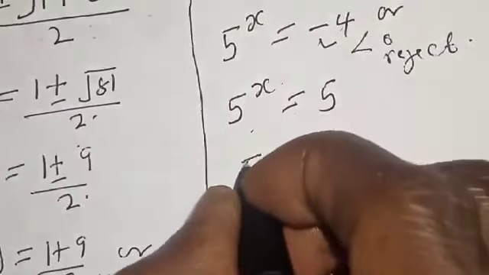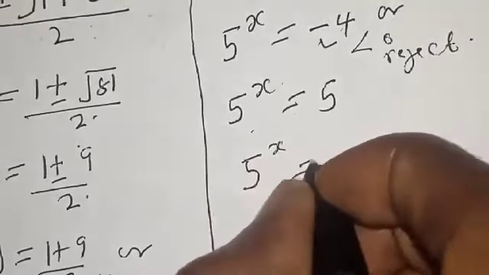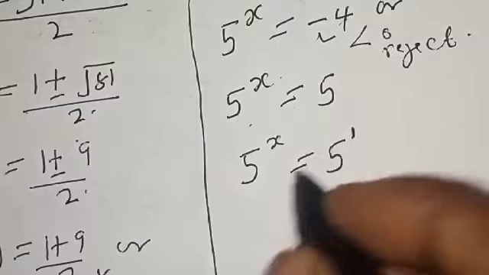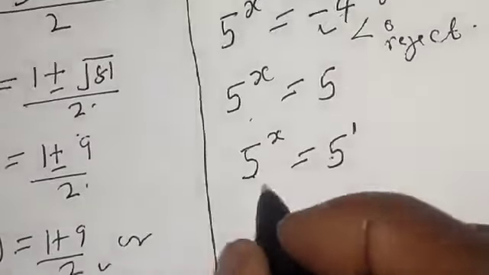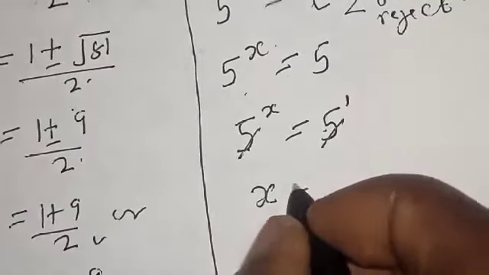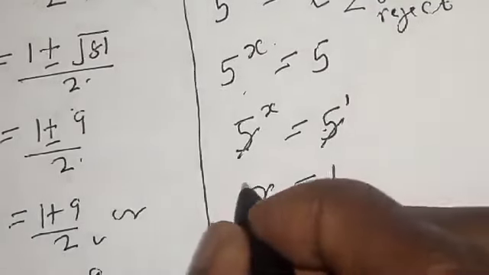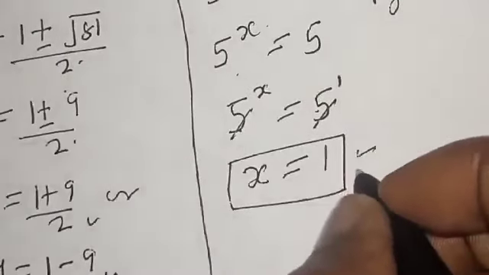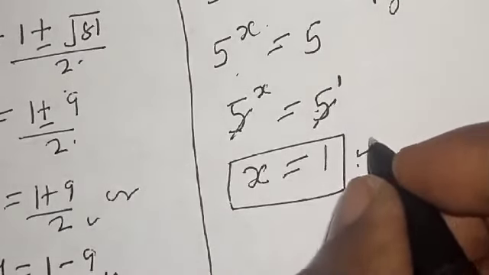Now we have 5 raised to power x is equal to 5, and this is the same thing as 5 raised to power 1. They have the same base. This gives x is equal to 1. That is our final answer.